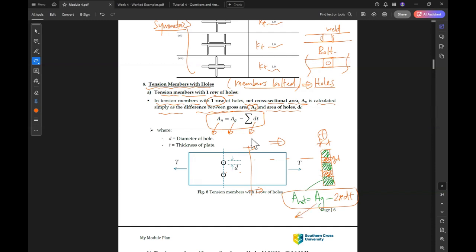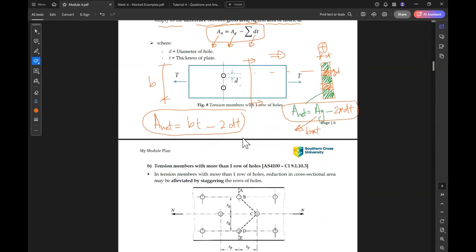And what about area gross? What is area gross based on that? If this plate has width B and thickness t, then area gross is B times t. So area net equals B t minus 2 d t. This is an example of calculation of area net.